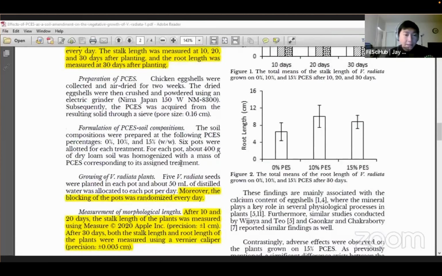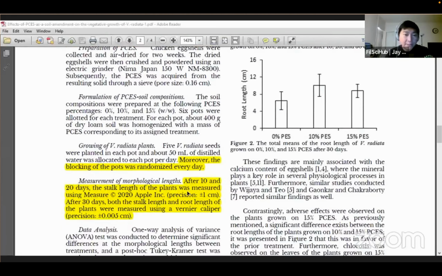So ang kanilang measurement ay ginawa using an app. So this is not a standard instrument. But they also used a vernier caliper. But somehow, when we're using non-standard methods for measurement, somehow kailangan nating i-validate or try to cross-check that with standard instrument or samples, if available.